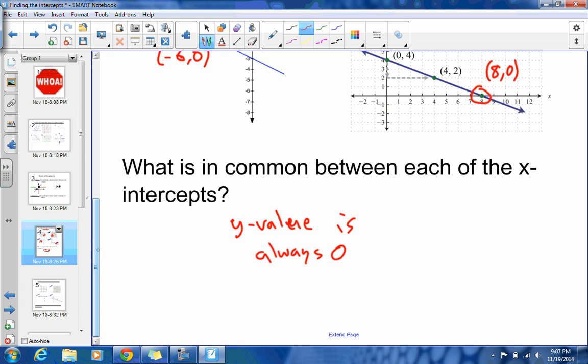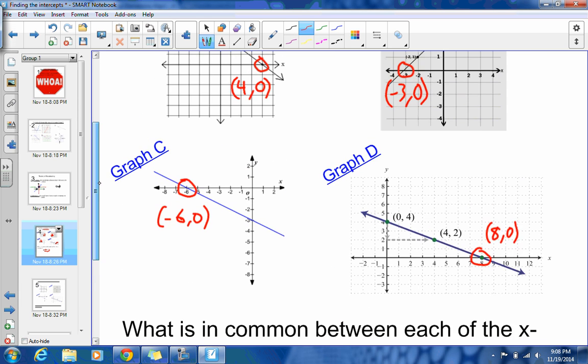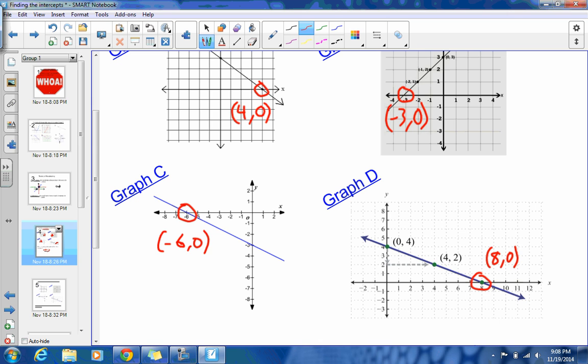And that makes sense, right? If you want it to cross the x-axis, where it's actually on that x-axis, it's not going up or down any. It's just right on the line, so the y value would be 0. It just depends on where it is going across, so that would be the x value that changes.